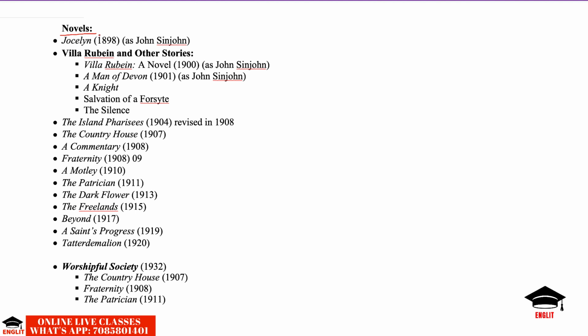So, we have made a chronological list of all the novels and dramas and other short stories and miscellaneous works. As far as novels are concerned, Jocelyn was his first full-length novel, and that was published under his pseudonym John St. John. Then comes the novel Villa Rubin and Other Stories. This was published as a collection.